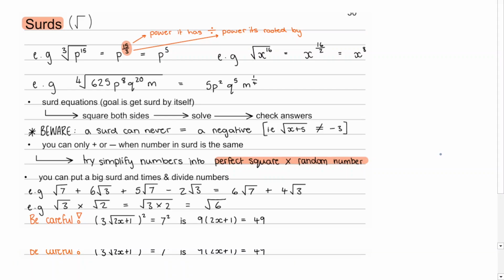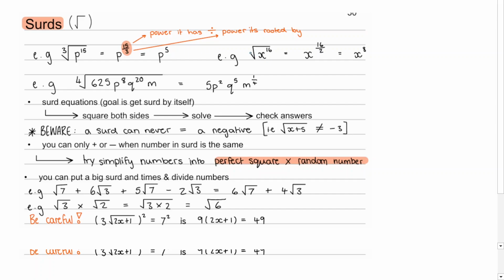In this video we're going to look at the basics of surds, and for starters, when we've got a surd and we want to get it out of a surd into an exponent to make it easier, it's always the power it has, 15, divided by what it's being rooted by, 3. 15 over 3 is 5.